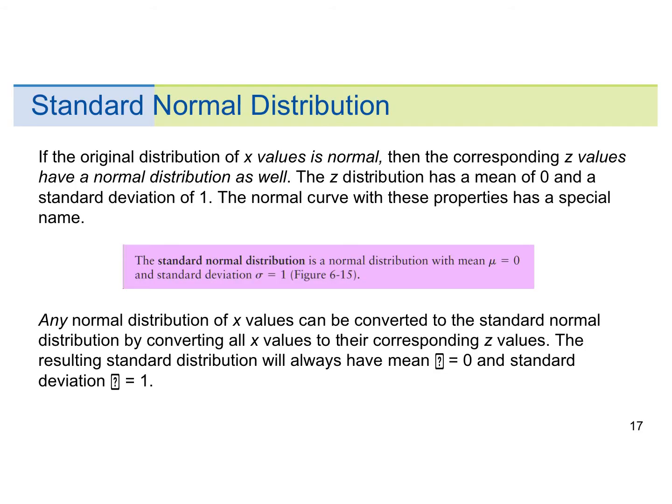Okay, you need to memorize that. So this is how they're going to get our standard deviations. The standard normal distribution is a normal distribution with a mean of 0 and a standard deviation of 1.